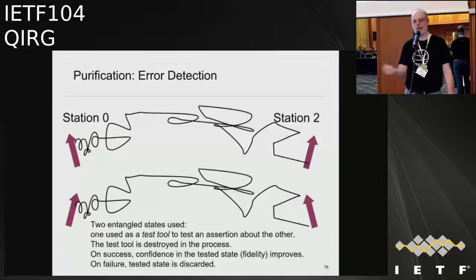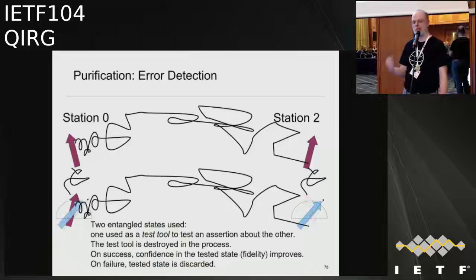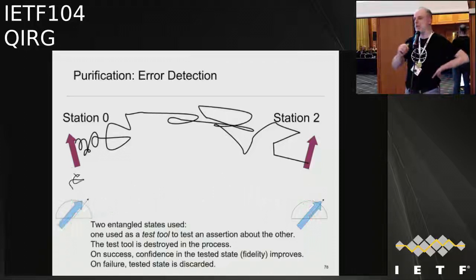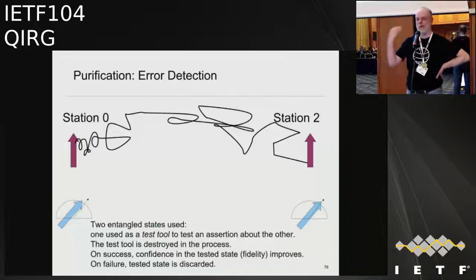The standard technique, which people have actually begun to demonstrate experimentally, is what's called purification. I think Tracy's going to talk about that here in just a couple minutes. This purification is a form of error detection. This is not error correction. This is error detection. And what we do is we start with two sets of Bell pairs, and we use one of them as a test tool to test a proposition about the other one. And so you do some local operations at your stations at each end, and if everything goes well, what you're left with after this all runs is the test tool has been destroyed, but it has given you some information about the other Bell pair, or the other entangled state that you have, and in the case where this test succeeds, it increases your confidence about that remaining Bell pair, and you have said, with higher probability, we believe the entangled state is actually good.